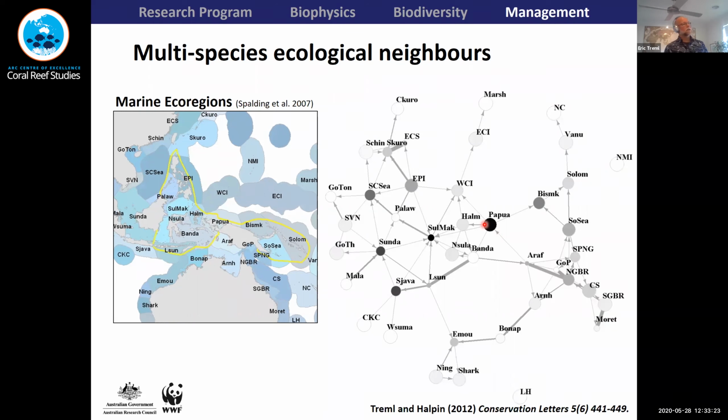This was done at this broad scale, but we're also looking at some fine scale work both in the Philippines and in Indonesia. So making ecological connectivity a little bit more appropriate for management.